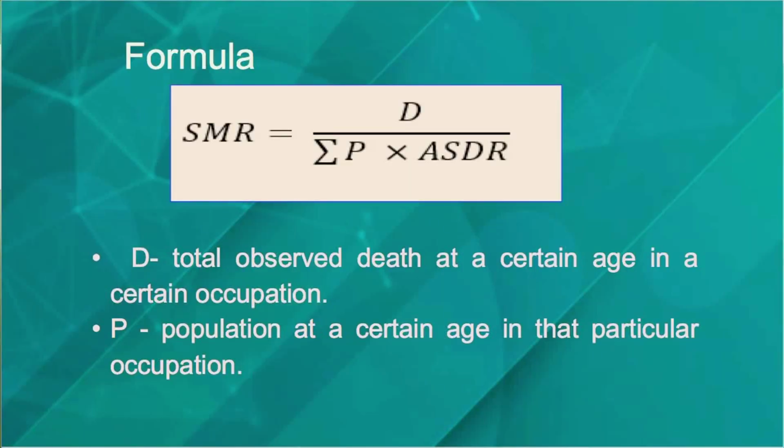Mathematically, the standard mortality ratio can be expressed as shown on your screen. The denominator represents the expected number of deaths in an industry or occupation. As you can see, SMR is D upon summation of P into age-specific death rates. Here D is the total observed deaths at a certain age in a certain occupation. P is the population at a certain age in that particular occupation. And finally, ASDR is the age-specific death rate at a certain age in the total population.